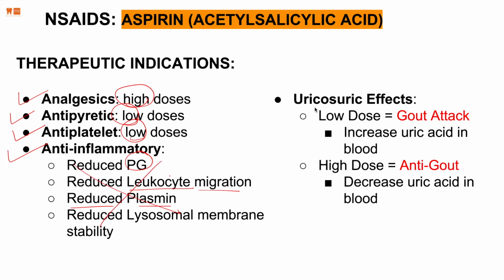There's also another therapeutic indication of aspirin known as the uricosuric effect. What is that? Well, there are low doses and high doses. At low doses, it causes gout, and at high doses, it causes anti-gout. Pretty fun, because aspirin at low doses will increase uric acid retention in the blood. That leads to a gout attack. That's what gout is, an increase in uric acid in the blood. While at high doses, it will lead to an anti-gout effect, because it decreases uric acid in the blood.